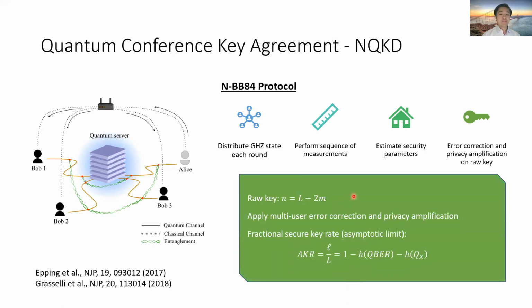Finally, once the security parameters are determined, the end users are left with the raw key after discarding all the rounds that they've announced previously. The end users can then apply error correction and privacy amplification on the raw key in order to produce identical secure keys. The fractional key rate can then be established by this expression in the asymptotic limit. It is taken to be simply 1 minus the entropic measure of the QBER and minus the entropic value of QX.